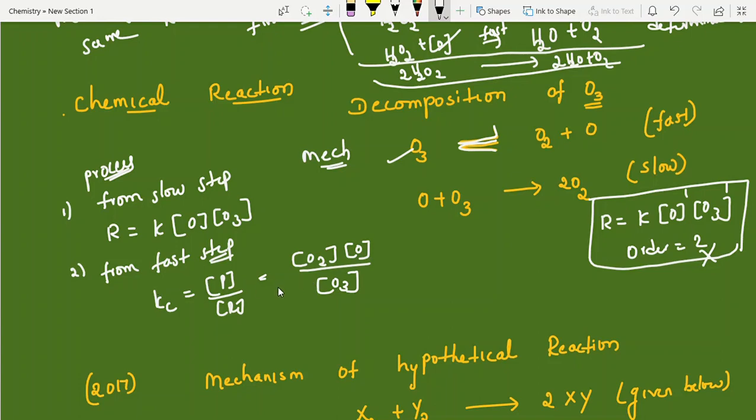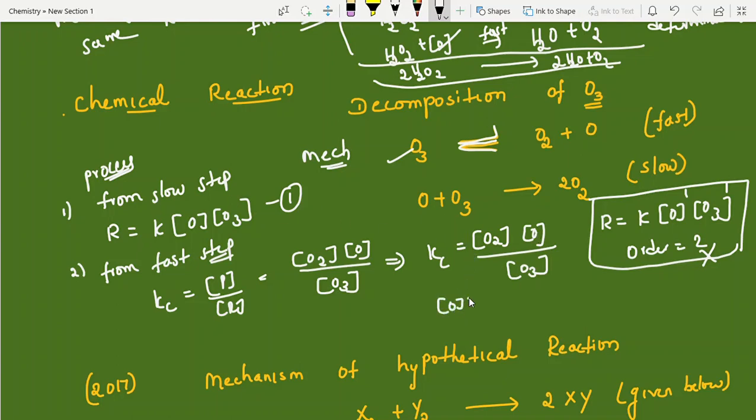From this, definitely one common term will be there. That common term you have to bring to one side. So from this you can write Kc equal to [O2][O] by [O3]. See, this equation, let it be equation 1. If this is equation 2, definitely one common term will be there. This is the common term, oxygen. You can bring it to one side.